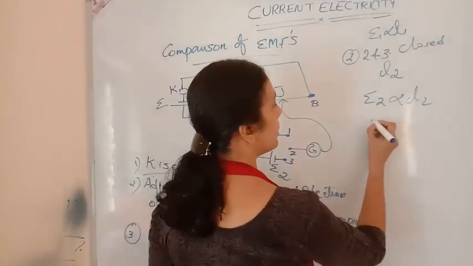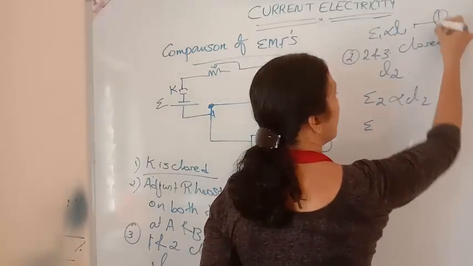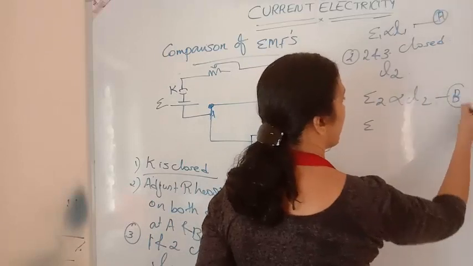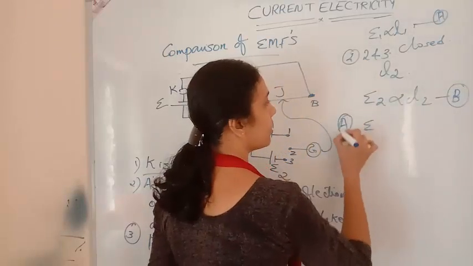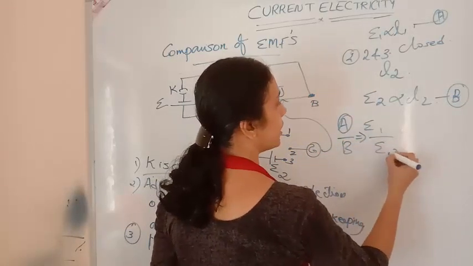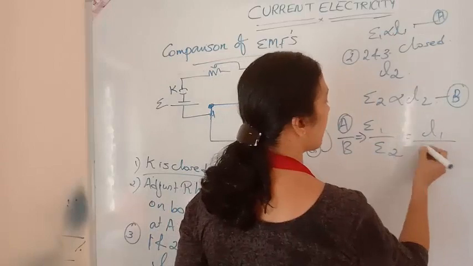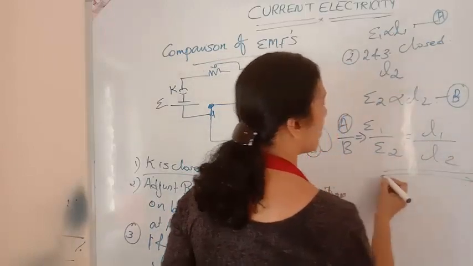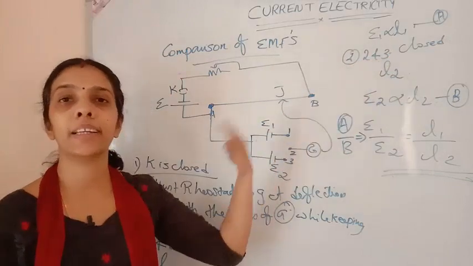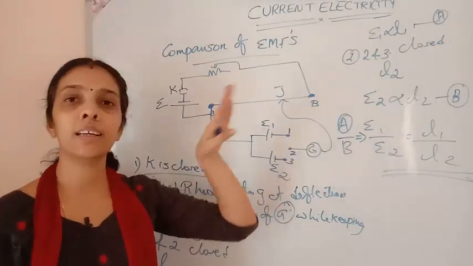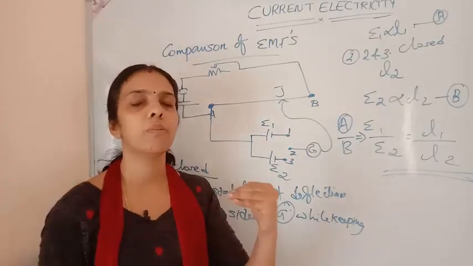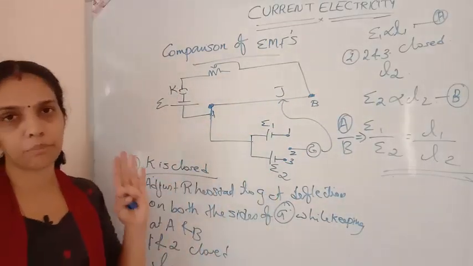Now, this is equation 1 and this is equation 2, or I will write them as A and B. Then we can find A by B. That is, E1 by E2 is equal to L1 by L2. So by calculating the ratio of L1 and L2, we get the ratio of E1 and E2. This is how we compare the EMFs.